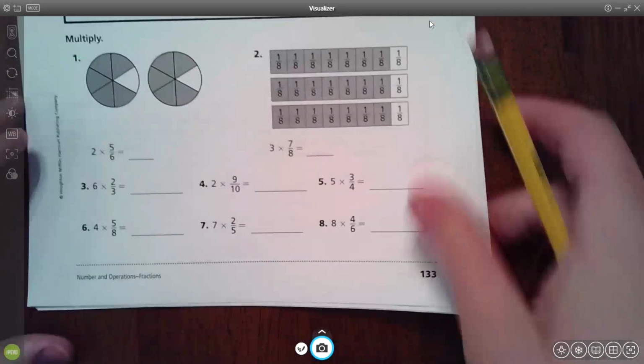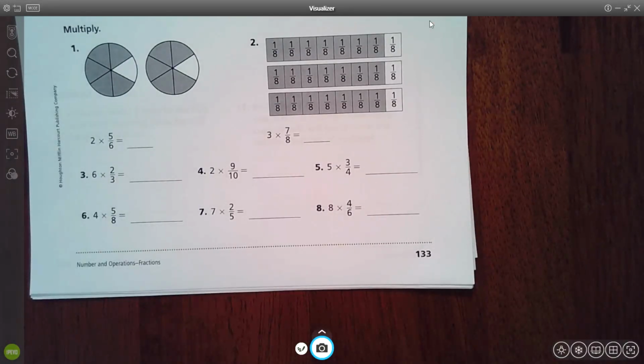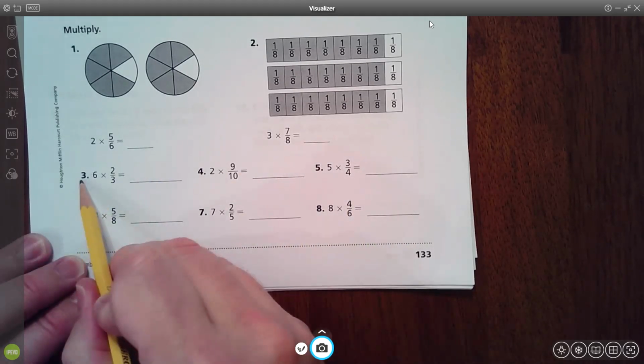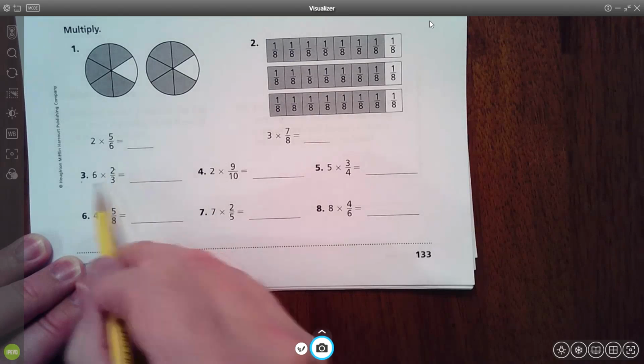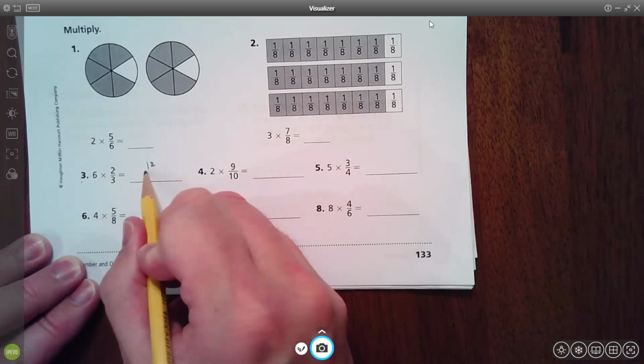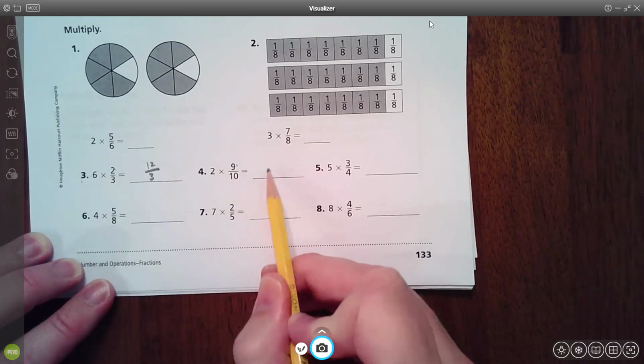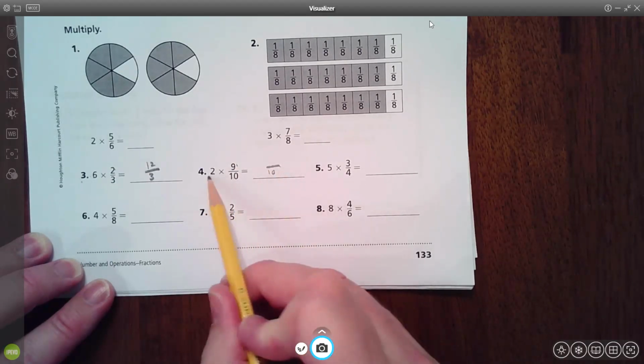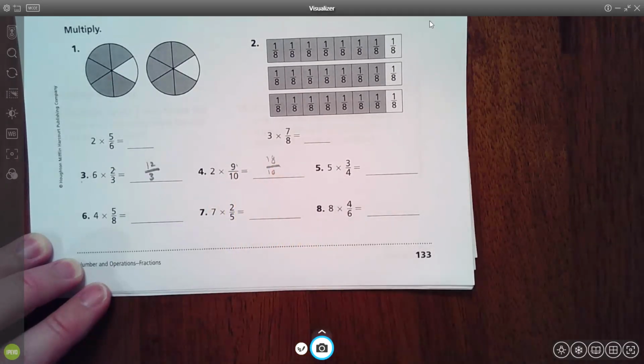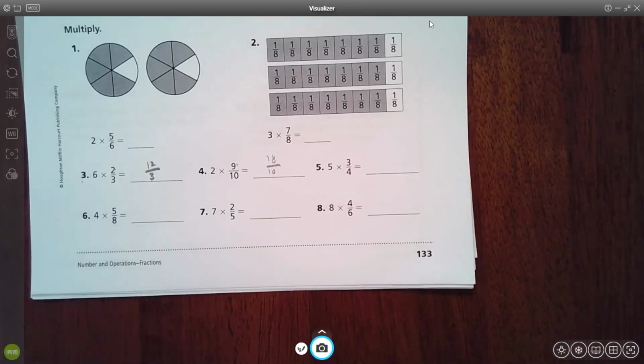And now they're getting rid of all the extra stuff we did, and check it out. They think this is super tough, but it's not really tough. Big number times the top number. 6 times 2, 12/3. 2 times 9/10, right? 2 times 9, 18. 18/10. All the way down, same thing.